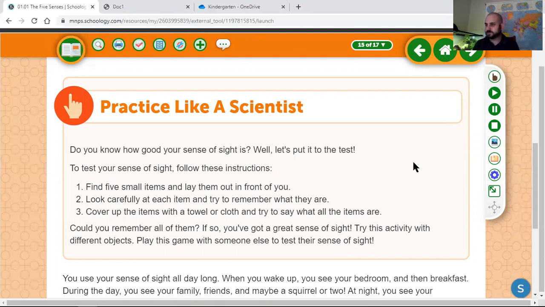Could you remember all of them? If so, you've got a great sense of sight. Try this activity with different objects. Play this game with someone else to test their sense of sight.